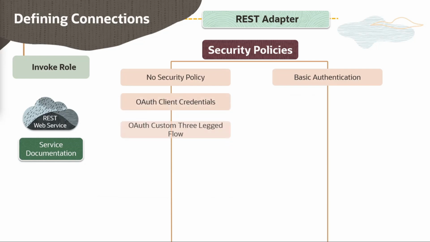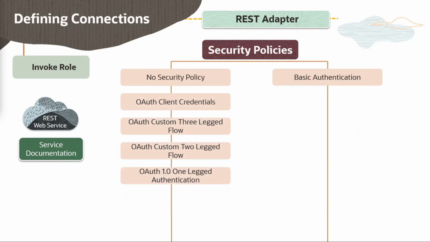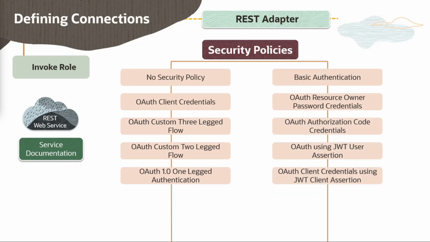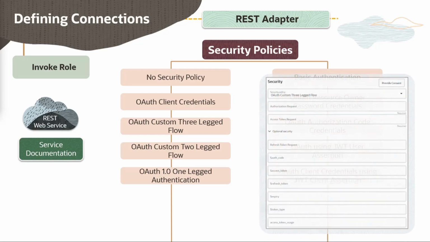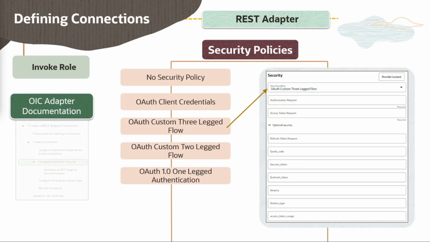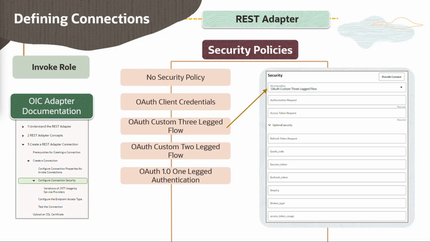However, most use cases will likely involve selecting one of these OAuth grant types, again, depending on the requirements of that external service. Suffice it to say that each of these will present required and optional security fields that you'll need to fill in, and you should consult the OIC adapter documentation to explore those property details. Here's an example showing the UI for the OAuth custom three-legged flow security policy.